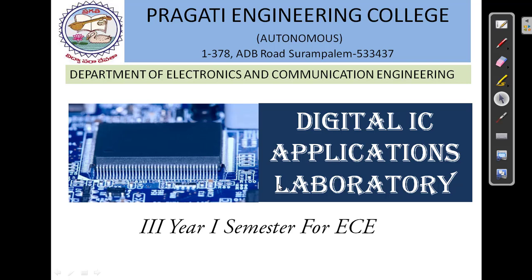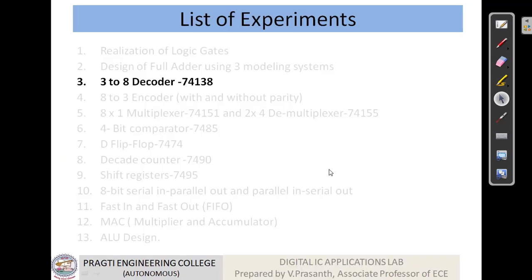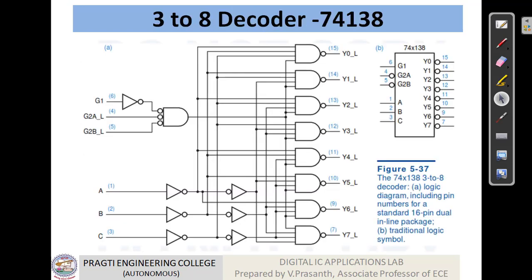Good afternoon, students. Today we will be studying the third experiment in digital IC applications, that is the 3-to-8 decoder. In theory, we have studied that 74LS139 is a 2-to-4 decoder, whereas 74LS138 is a 3-to-8 decoder. So, I will go into detail about the internal structure of the 74LS138 IC.